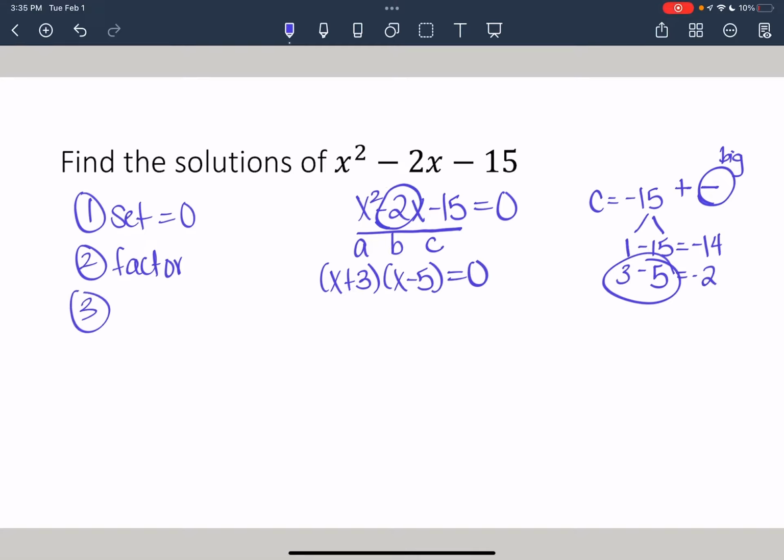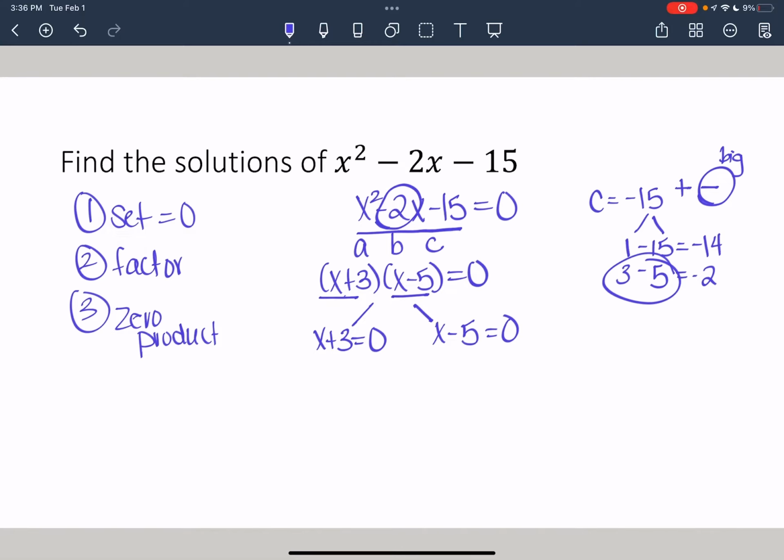Now we need to use something called the zero product property. What this tells me is that I have x plus 3 times x minus 5 equals 0. Two things multiply to equal 0, so that means that either one of them must equal 0. That's an interesting property to think about. So I set these two mini equations equal to 0, and I need to solve them for x.